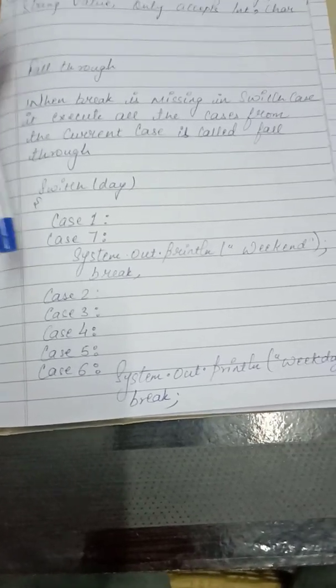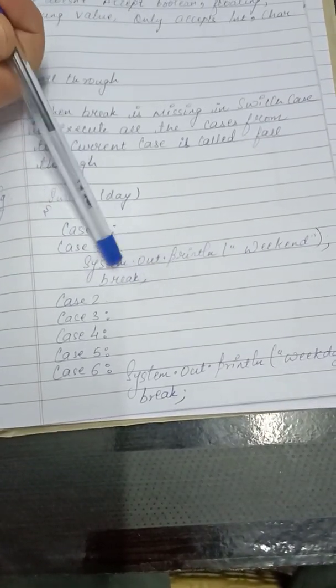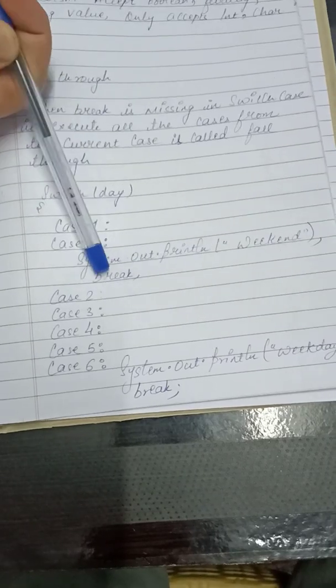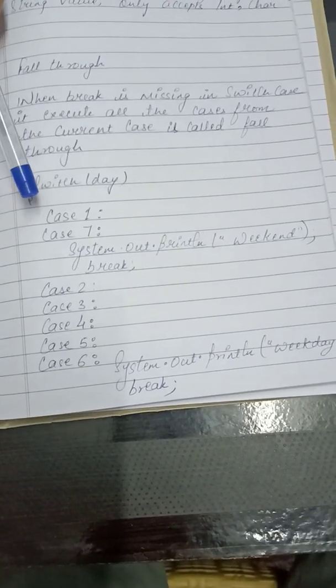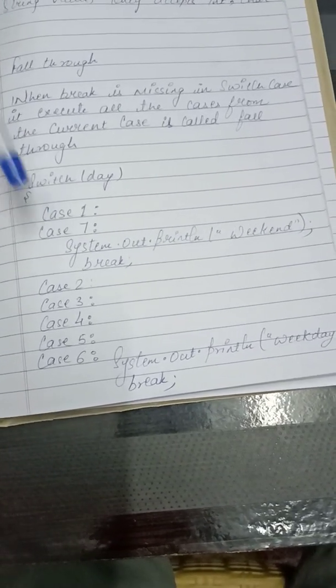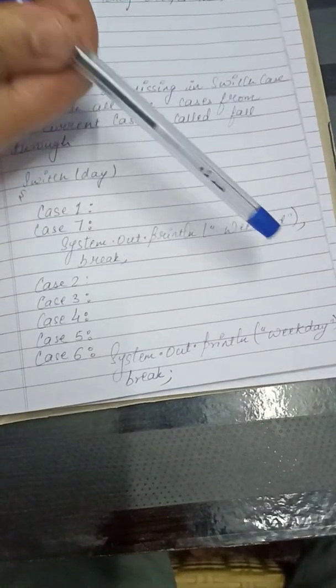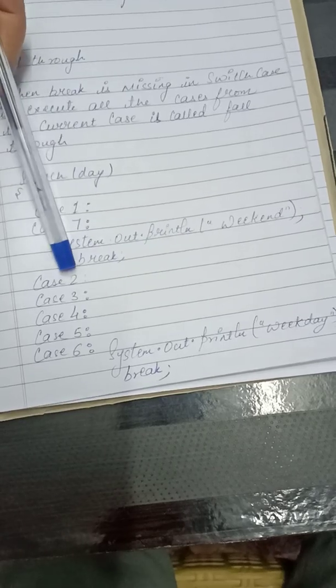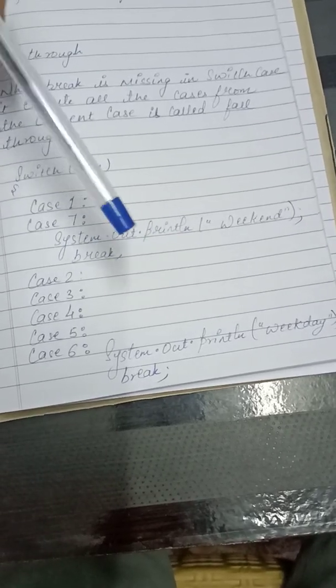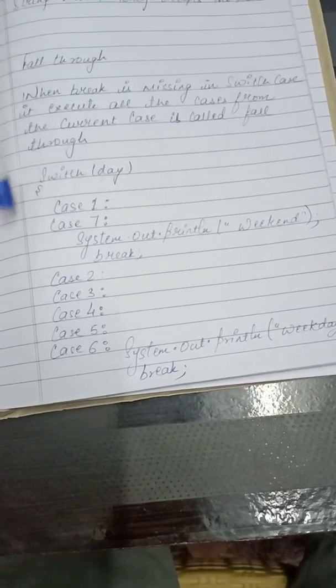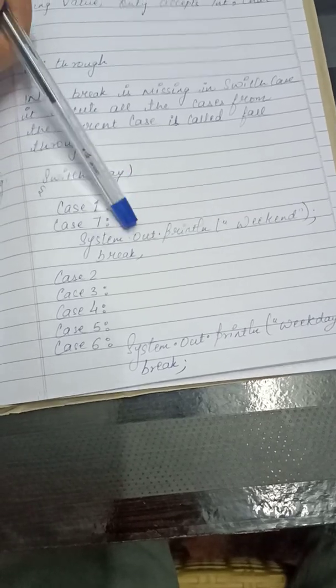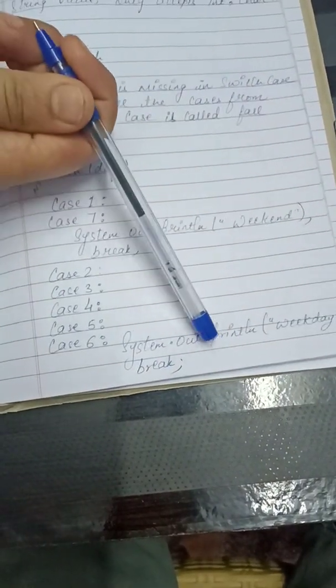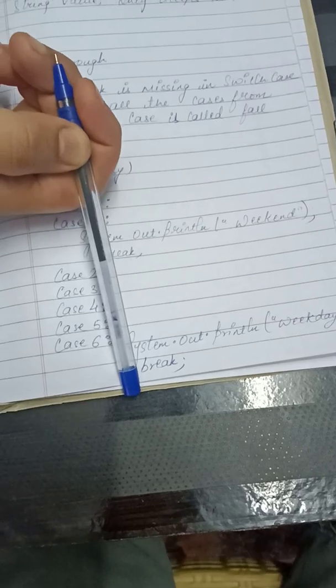Now if I forgot to write a break over here, what will happen if the user enters 1 or 7? It will print weekend as well as weekday, because no break is here, so it will not be able to get out of the current statement. So it will print both the statements, as the break is written over here.